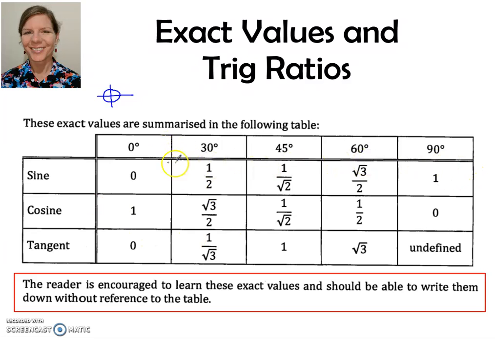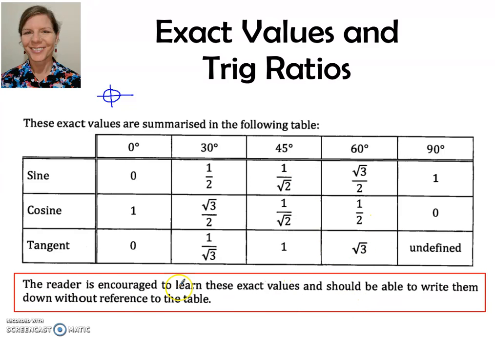And really all you need to do is memorize this first line, because if you remember that, so 0, half, 1 on root 2, root 3 on 2, and 1, then cos is the reverse of that. Okay, so 1, root 3 on 2, those are the same, half and 0. So if you remember that forwards, then that's that backwards. And then tan is just sine over cosine. So 0 divided by 1 is 0, a half divided by root 3 on 2 is 1 on root 3, and so on. Okay, so it's up to you.